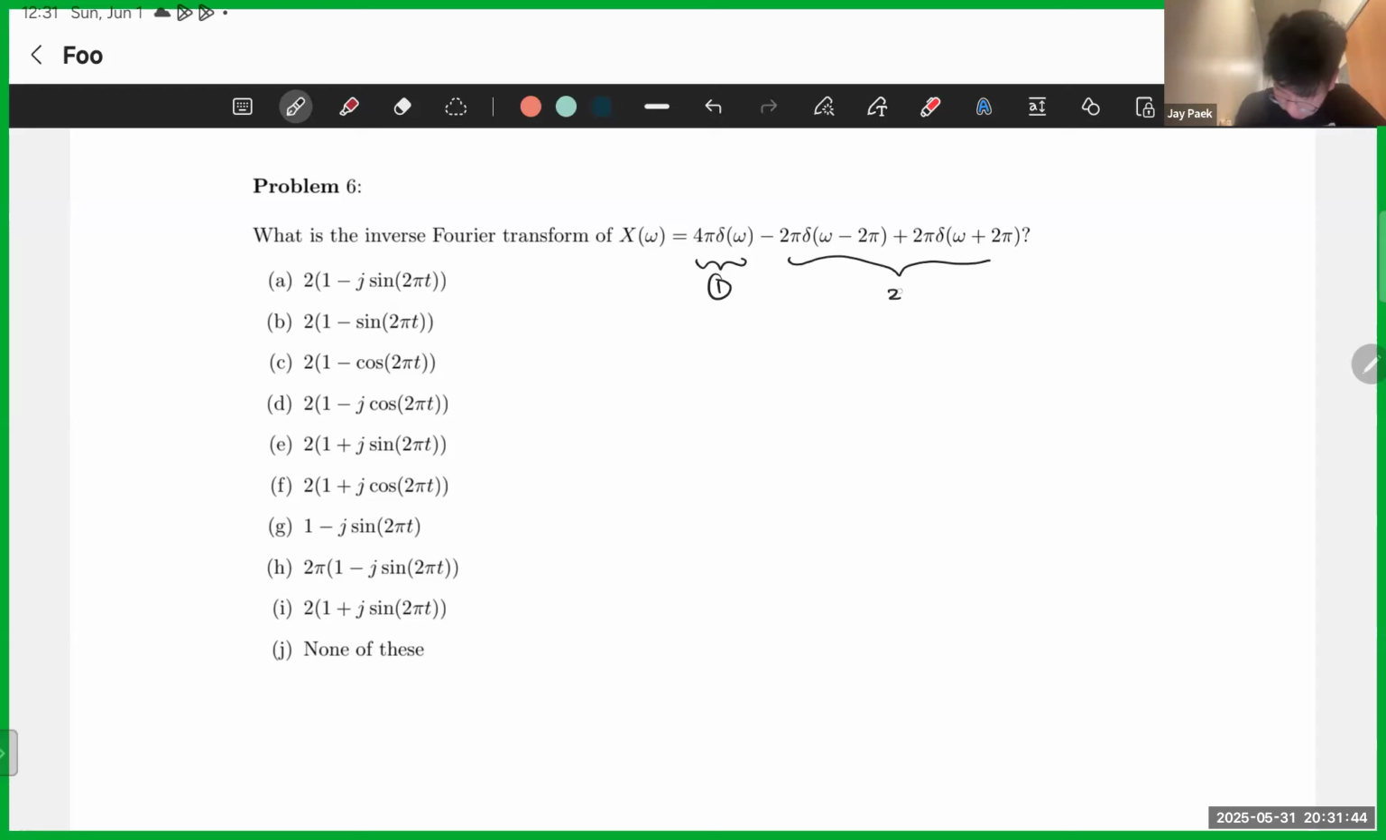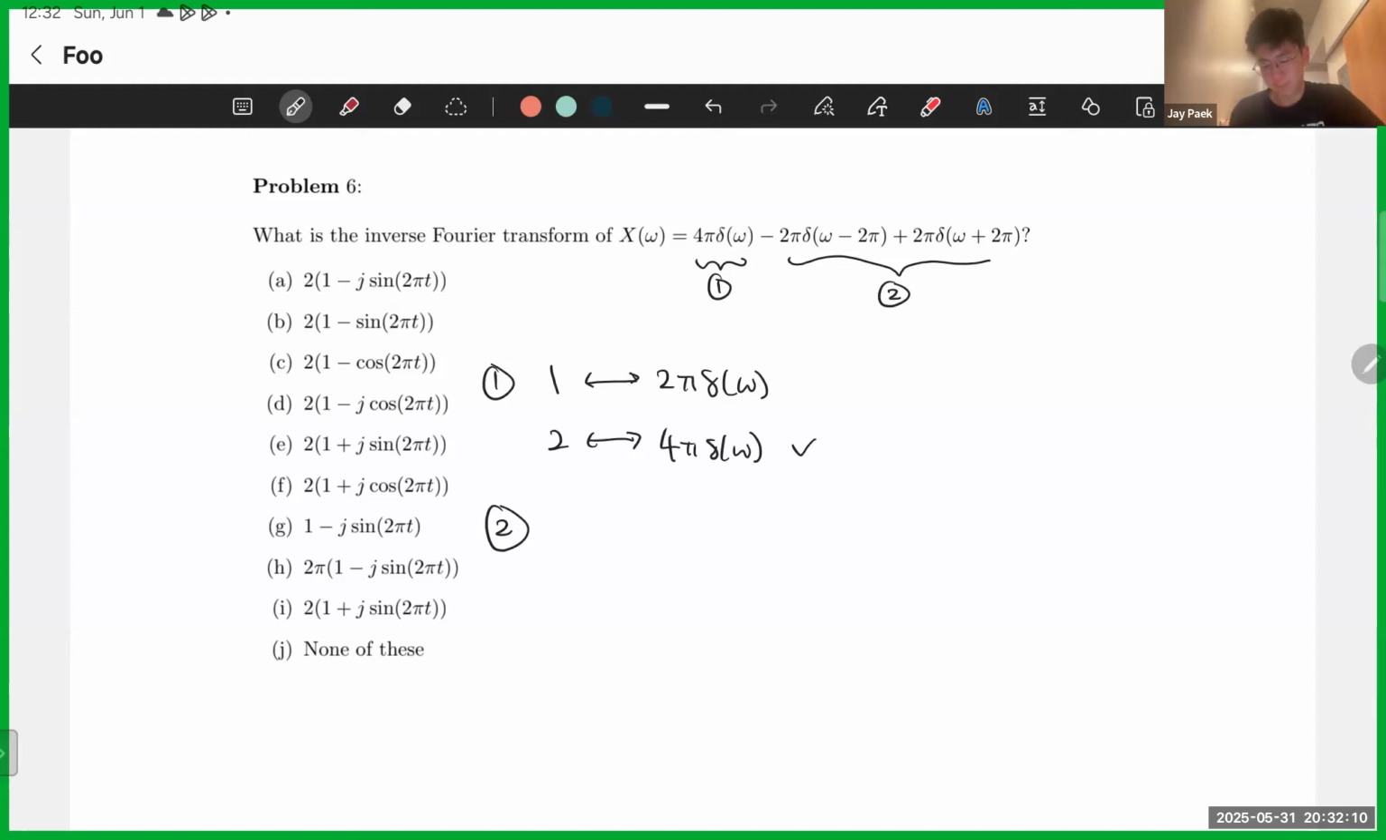Do I bracket these nicely? Number 1. We know that 1 has a Fourier transform of 2 pi delta omega. Therefore, 2 will have a Fourier transform of 4 pi delta omega. Yay, we're done. Number 2.